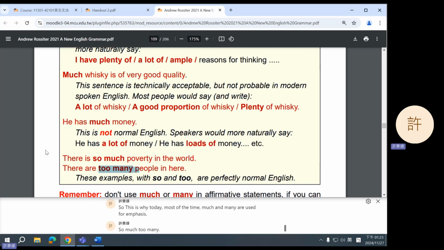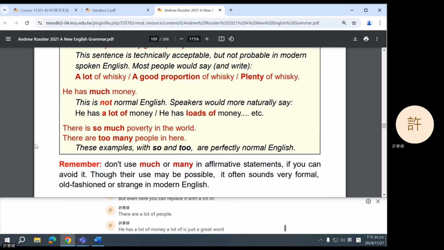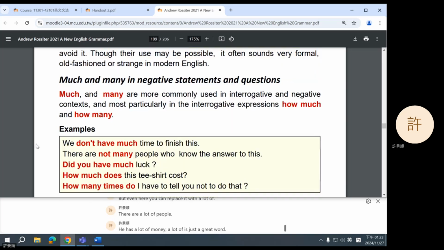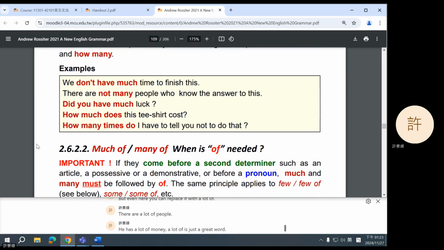And also sentences beginning with "there." There are many people. But even here, you can replace it with "a lot of." There are a lot of people. He has a lot of money. "A lot of" is just a great word. More examples.